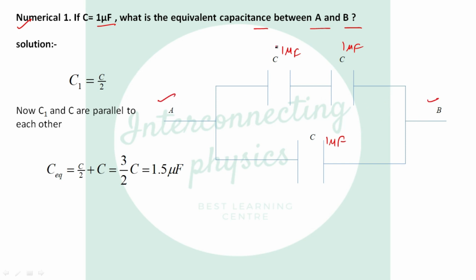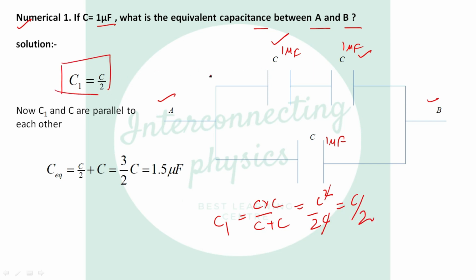You see here, capacitor 1 and capacitor 2 are in series. Okay, and what is the formula for series? If you have two capacitors in series, this is C into C divided by C plus C. Let us denote this by C1. Then C square divided by 2C. C cancels out with C and the result is C divided by 2. The result of this will be C1 equal to C by 2.